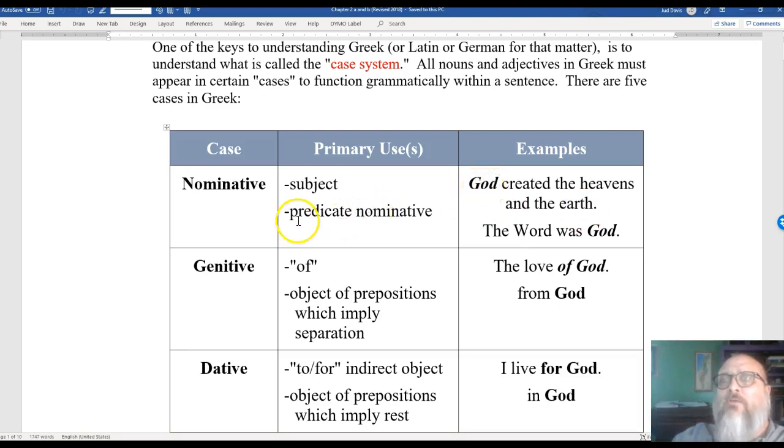It's also the case of what's called a predicate nominative. And the predicate nominative is when you have a version of is or was or something like that. It's a grammatical equal sign. So the word is the subject, and then you have this grammatical equal sign. And the word was God. Both those words would be in the nominative case in Greek.